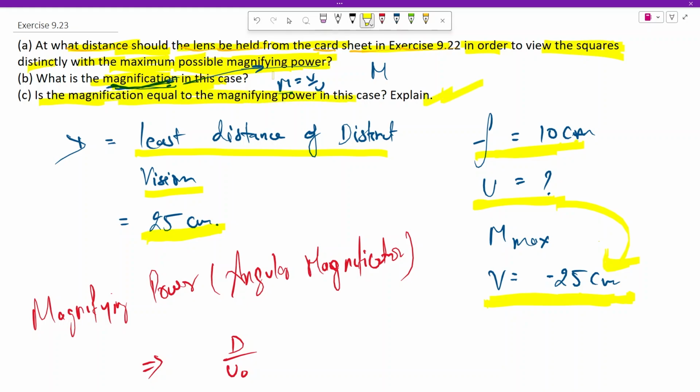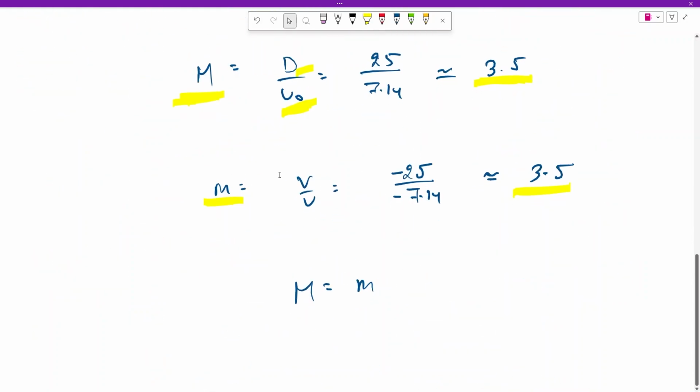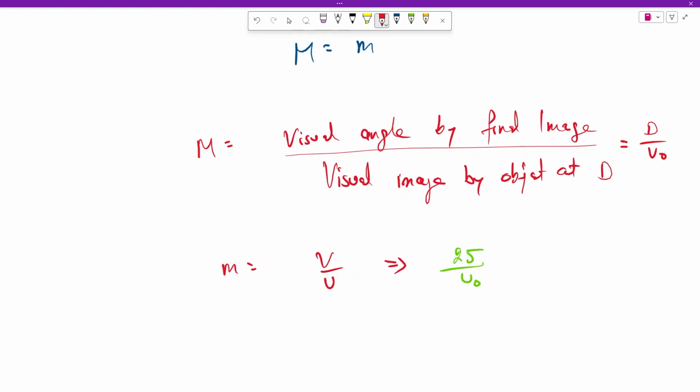Now how did this happen? How did the magnification become equal to the angular magnification? We know that angular magnification is given as the visual angle formed by the final image divided by the visual angle formed by the object at d. The formula for angular magnification is capital D upon u naught, where u naught is the object distance from the objective or the lens. Now linear magnification is given as v by u.